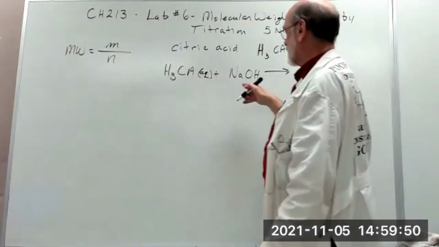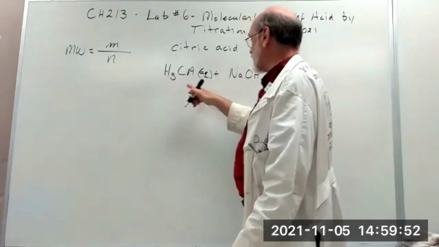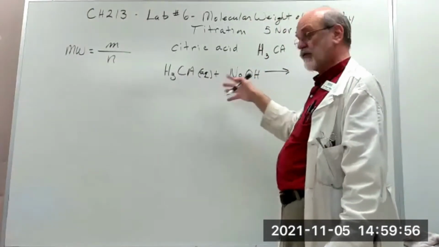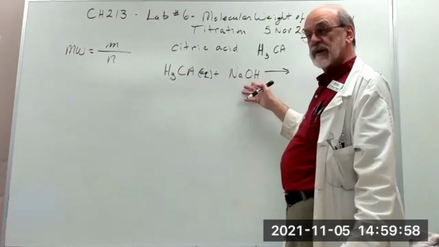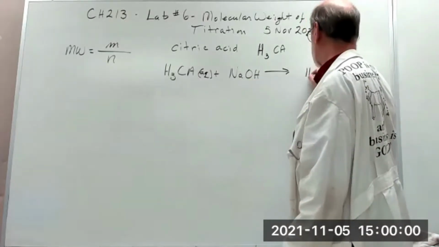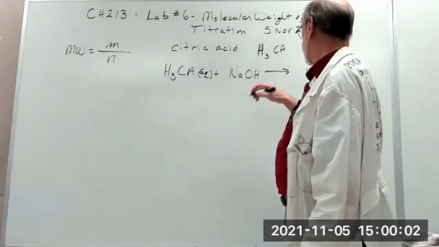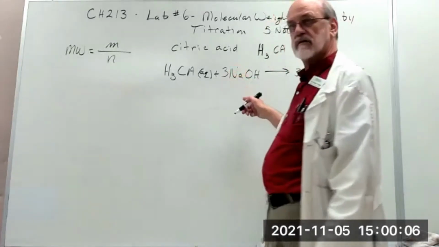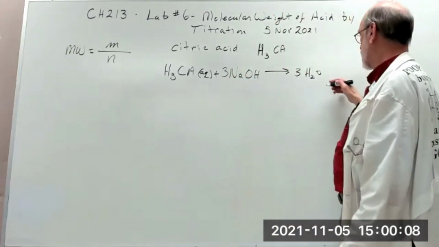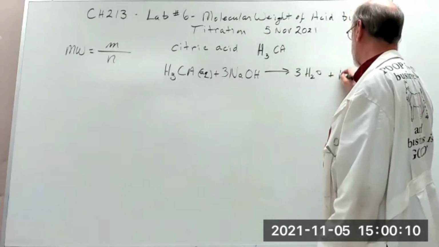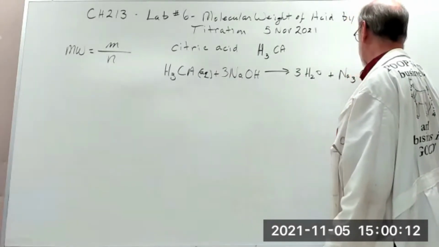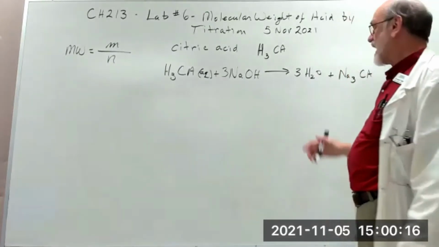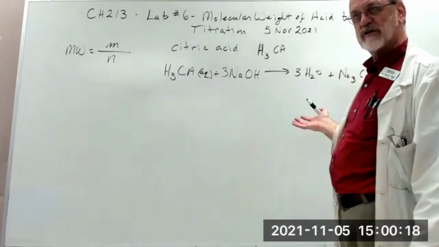So what happens? These 3 protons attach to the hydroxyl. One of them is enough to make 1 water molecule, but if you have 3 of them, you're going to make 3 water molecules. So you need 3 of these to balance it. And then what do you have left? We have 3 sodiums plus the rest of the citric acid molecule. So that, in effect, is our titration equation.